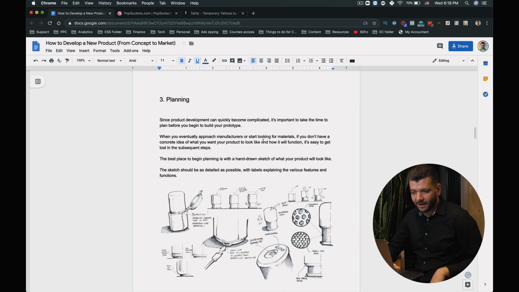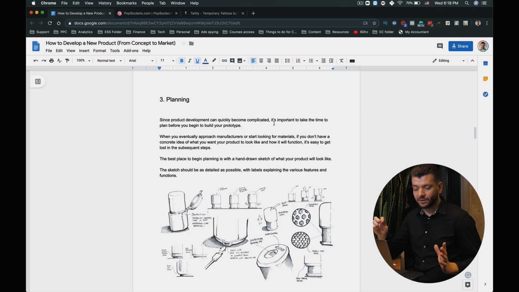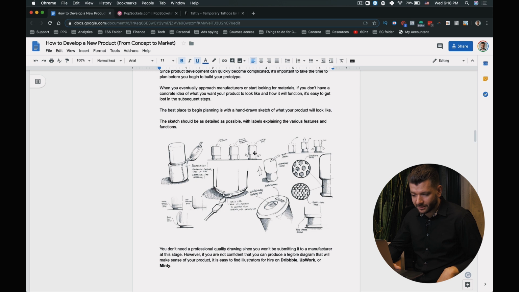So the third step is planning, right? Since product development can quickly become complicated, it's important to take the time to plan before you begin to build your prototype. When you eventually approach manufacturers or start looking for materials, if you don't have an idea of how you want your product to look or function, it's easy to get lost in the subsequent steps. So the best place to start is just by having a sketch on paper of how your product should look and what features it should have, and ideally it should be as detailed as possible.